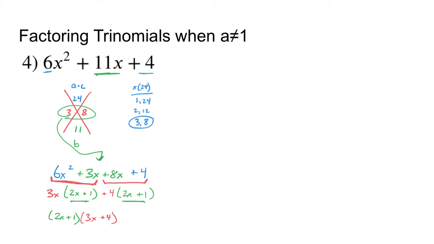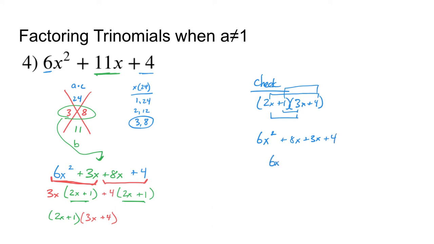Now, I'm going to check my answer that I end up with: 2x plus 1 times 3x plus 4. I can check my answer by FOILing. So I'll do my firsts, and I'll get 6x squared. I do my outsides, and I'll have plus 8x. I'll do the insides, which is plus 3x, and I'll do the lasts, which is plus 4. And if I combine my like terms here in the middle, you will see that I end up back with my original equation. So I checked it, I'm right, that is my final answer.